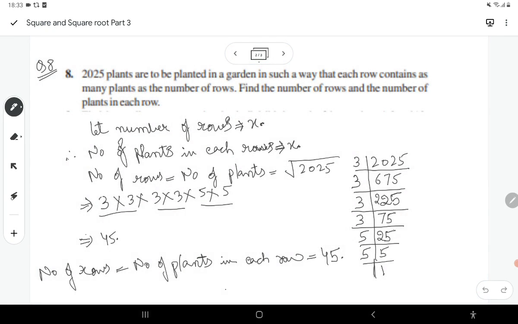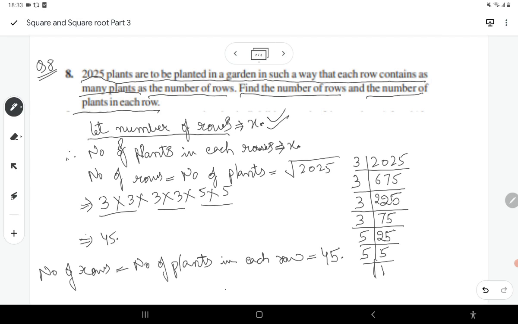Next question says 2025 plants are to be planted in a garden in such a way that each row contains as many plants as the number of rows. We have to find the number of rows and the number of plants in each row. This is the same question type as we have solved in question number 7. So let the number of rows be equal to x, and the number of plants in each row would also be equal to x, as the number of rows and the number of plants in each row are equal.